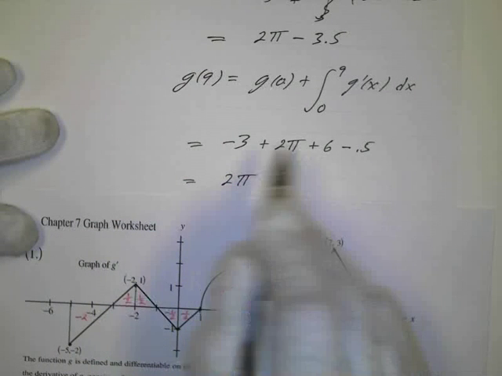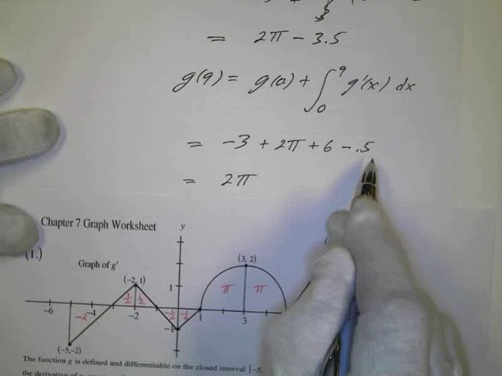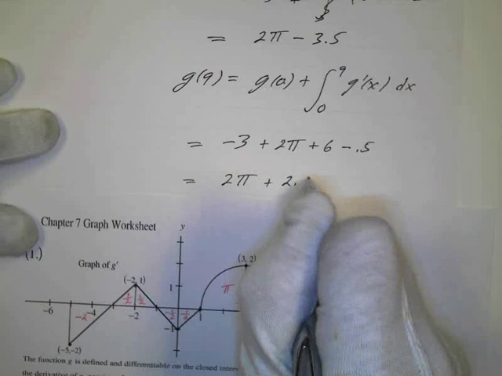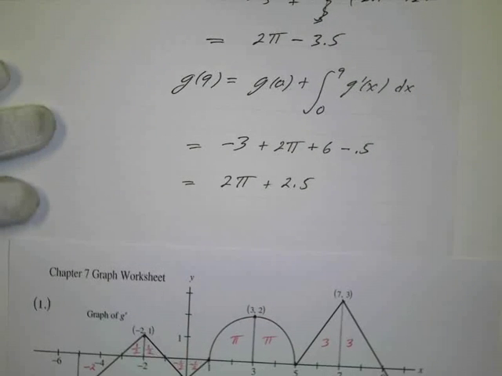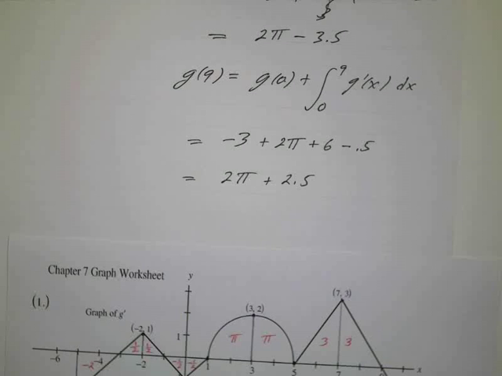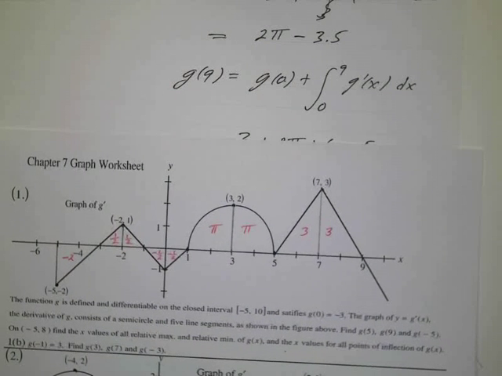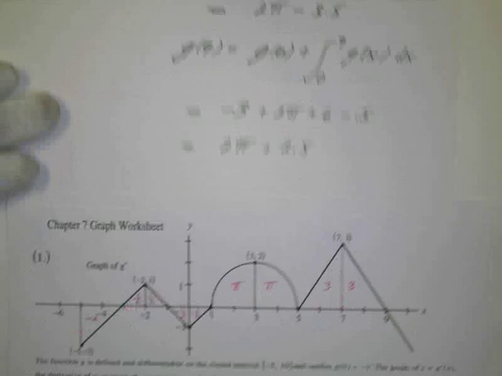That's going to leave my answer in terms of pi. And then 6 minus 3 is 3. 3 minus 1/2 is 2.5, so it'd be plus 2.5. That's all you have to do. Okay? Very easy, just dealing with areas. And if you've subdivided these all up, and they're all triangles or semicircles or quarters of circles, it should be pretty easy. All right?